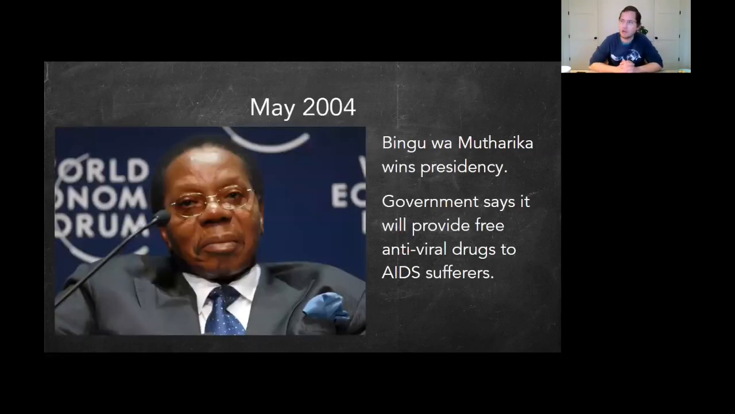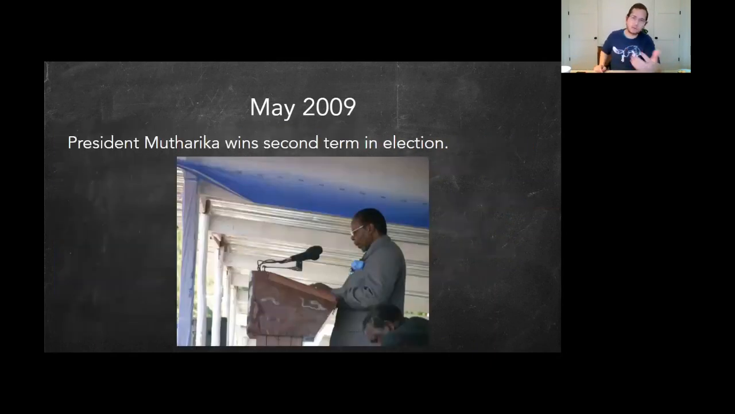2004, new election. Bingu wa Mutharika becomes the president. He was actually the president while I was there in 2009. And one of his big things was AIDS was spreading rapidly throughout Malawi and sub-Saharan Africa. So his big push was, let's find some international allies to help with medicine and treatment and education related to AIDS and to stop the spread of AIDS throughout Malawi. In 2009, he wins a second term, just before, honestly, just before I arrived there.